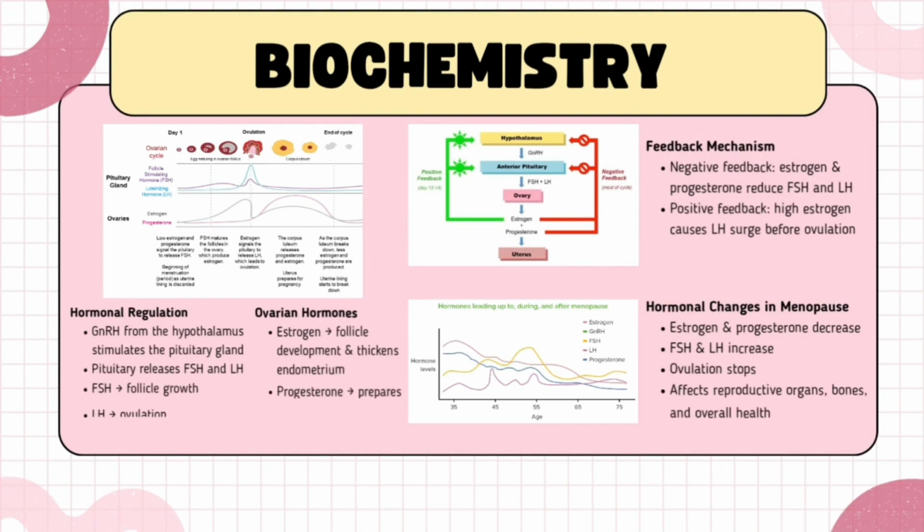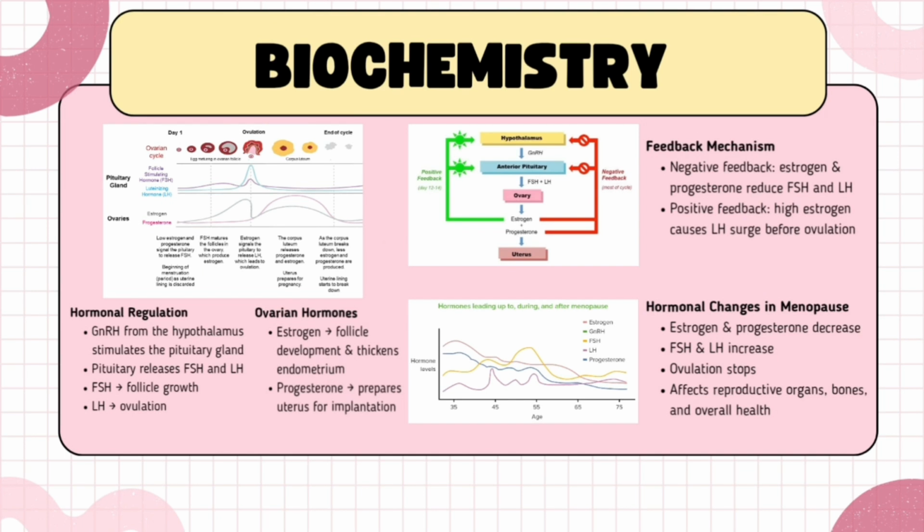Now, let's talk about the biochemistry. First, we have our hormonal regulation. The female reproductive system is regulated by hormones through the hypothalamic-pituitary-ovarian axis. The hypothalamus will release GnRH, which stimulates the pituitary gland to release FSH and also LH. FSH will stimulate the follicle growth, meanwhile LH will trigger ovulation.